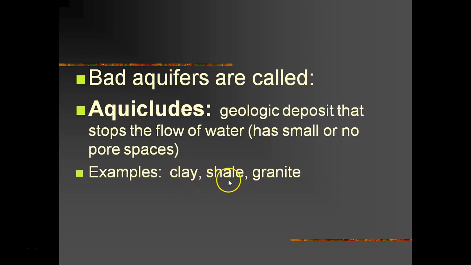Now, the rock form of clay is called shale. And so if clay is bad, well, the rock form is bad too. So that's also an aquiclude. And any igneous or metamorphic rock that has crystals in it, no pore spaces, definitely is an aquiclude. And I just put granite down here because you're kind of familiar with granite, granite countertops and things like that. And so there's no pore spaces in this, it's just crystals. And so that's a good example of an aquiclude.